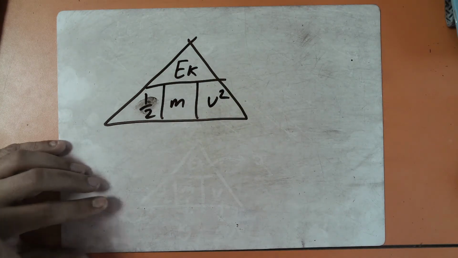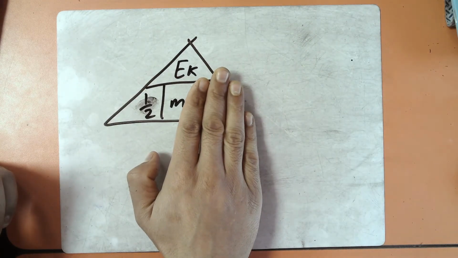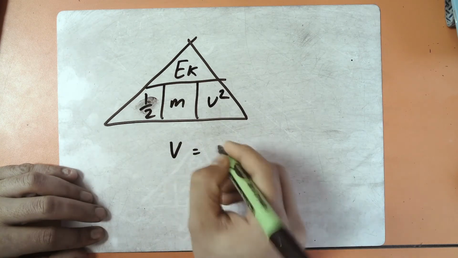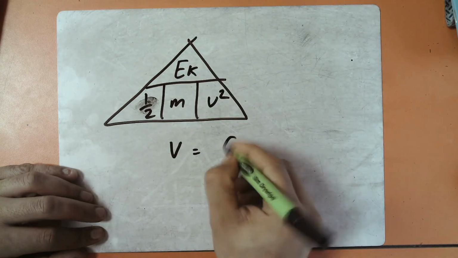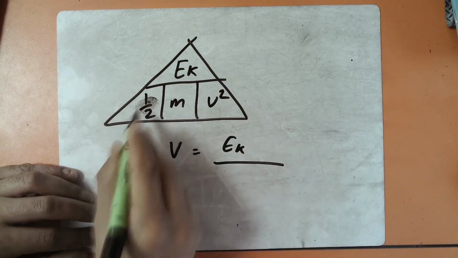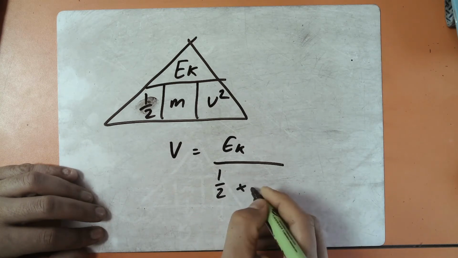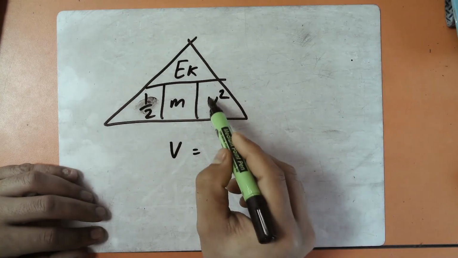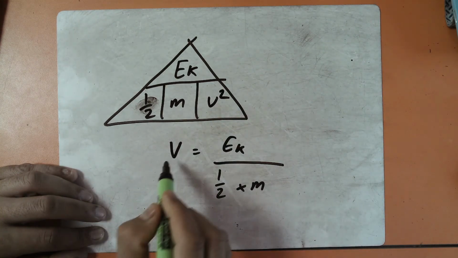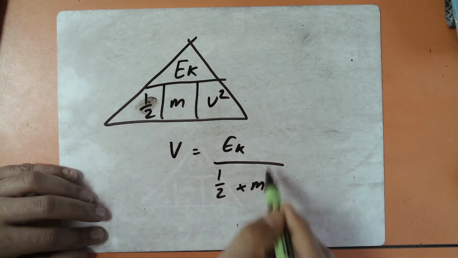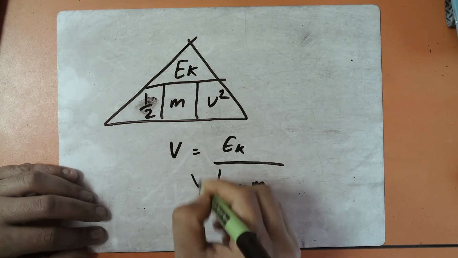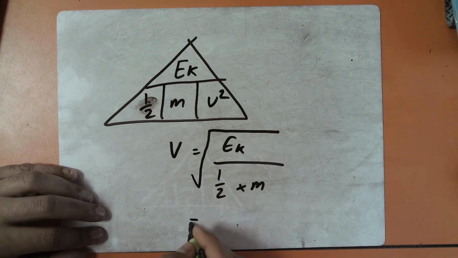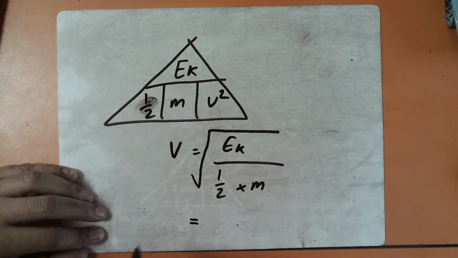In order to do that, we just simply cover up velocity squared and rewrite out the equation. So to work out the velocity, it would be kinetic energy divided by half times the mass. But if you look carefully at the formula triangle, the velocity here is squared, but we want velocity by itself and not squared. So whatever answer you get here, you need to make sure you always square root it at the end. So the final answer should be v by itself, and v denotes velocity and not velocity squared.